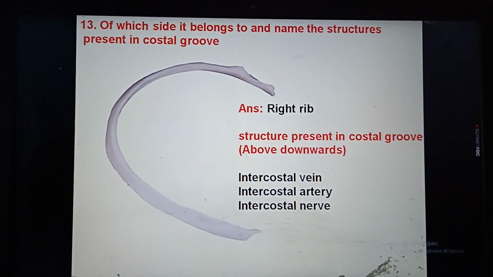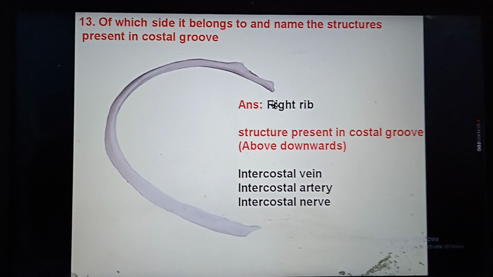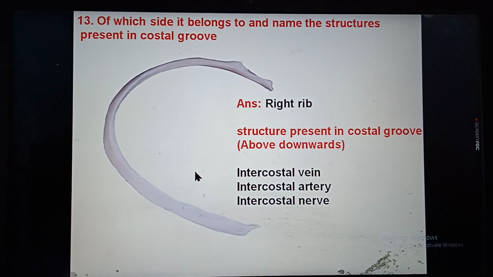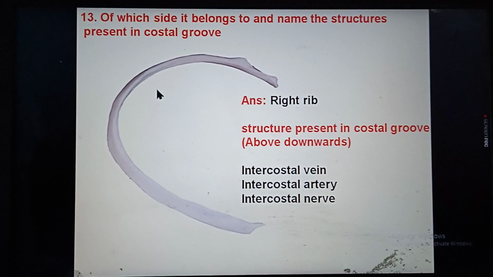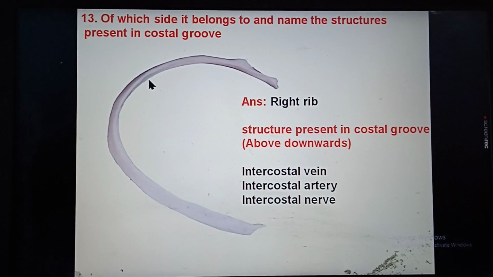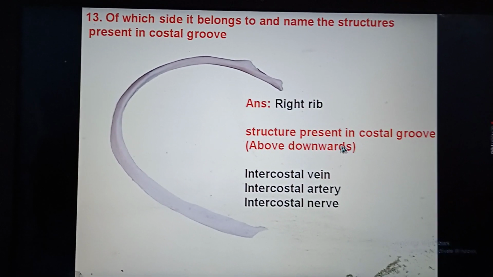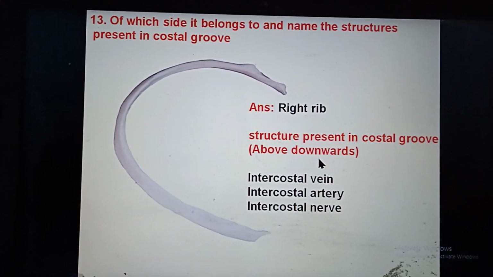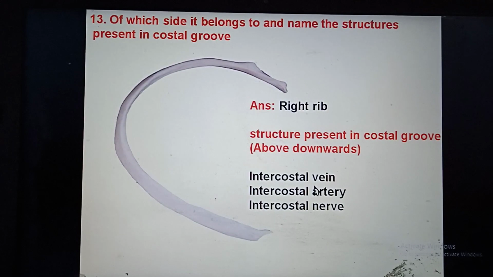Which side does it belong to, and name the structures present in the costal groove. This is a right rib. This is the anterior end and this one is the posterior end, and on the inferior aspect there is the costal groove. Here it is. This belongs to the right side, and the structures present in the costal groove from above downward are intercostal vein, intercostal artery and intercostal nerve, VAN.